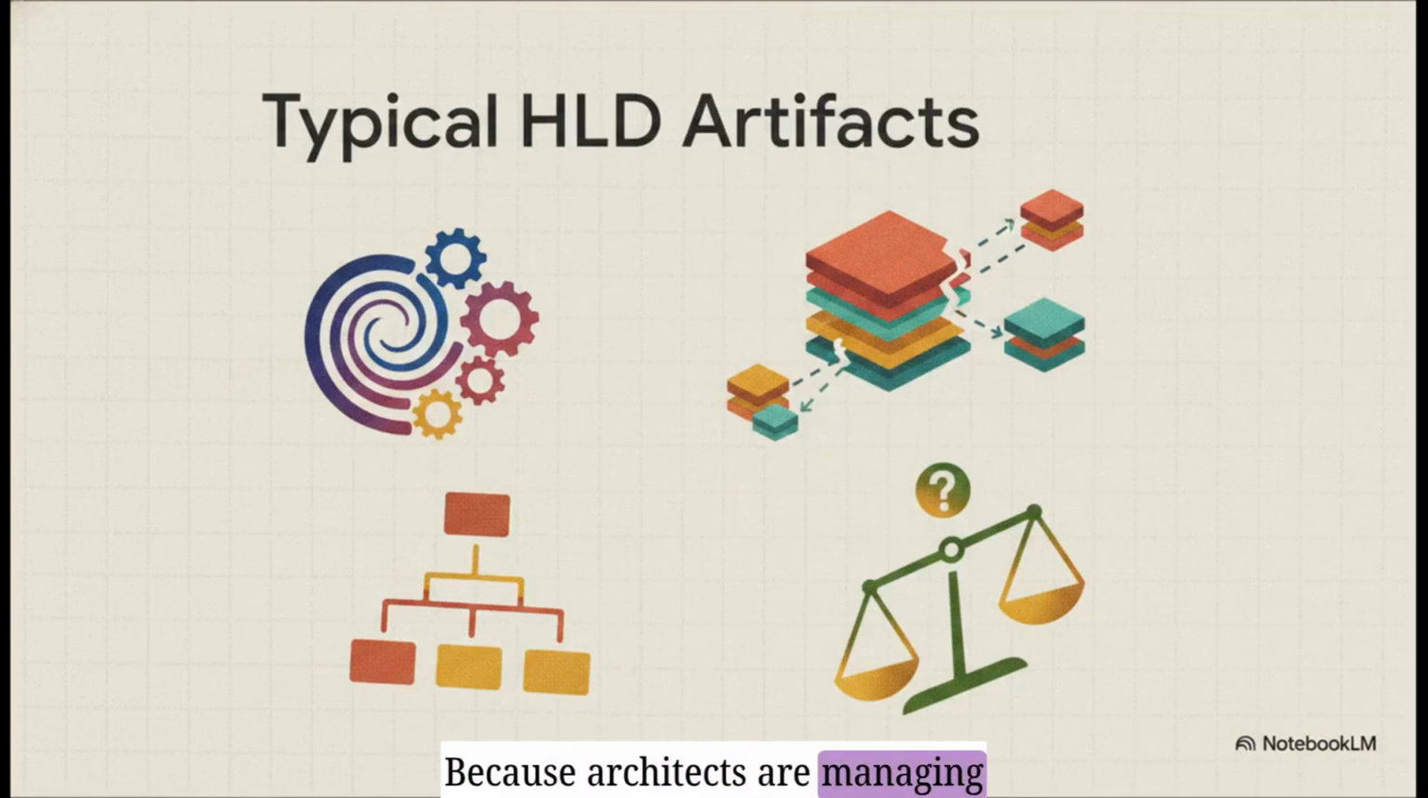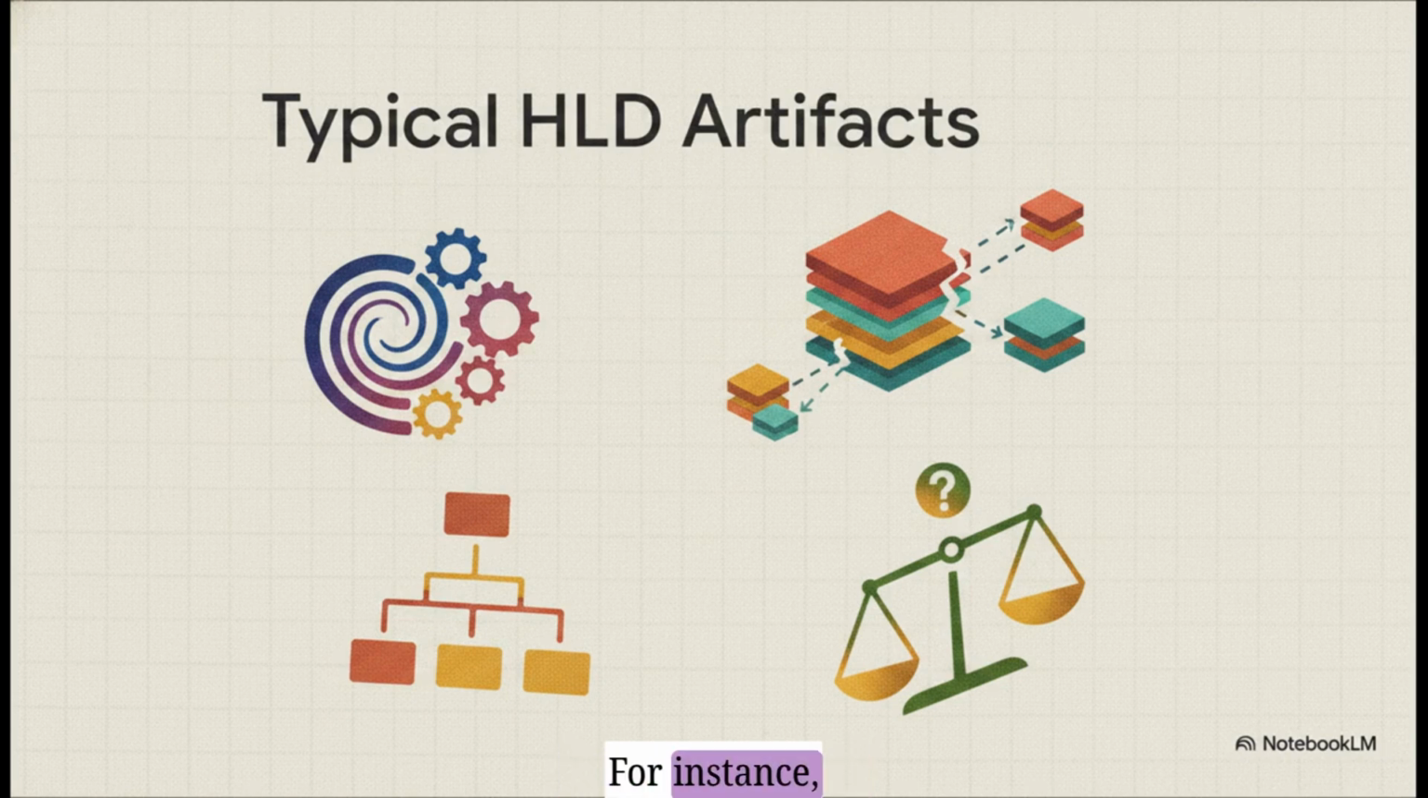Because architects are managing this wild balancing act, their typical high-level design artifacts are highly conceptual. For instance, they define the abilities, like scalability and reliability. They select the overarching architecture styles, like should this system be a monolithic layered application or should it be distributed microservices? They also define the top-level component structures, and they formally document the system trade-offs they had to make along the way.